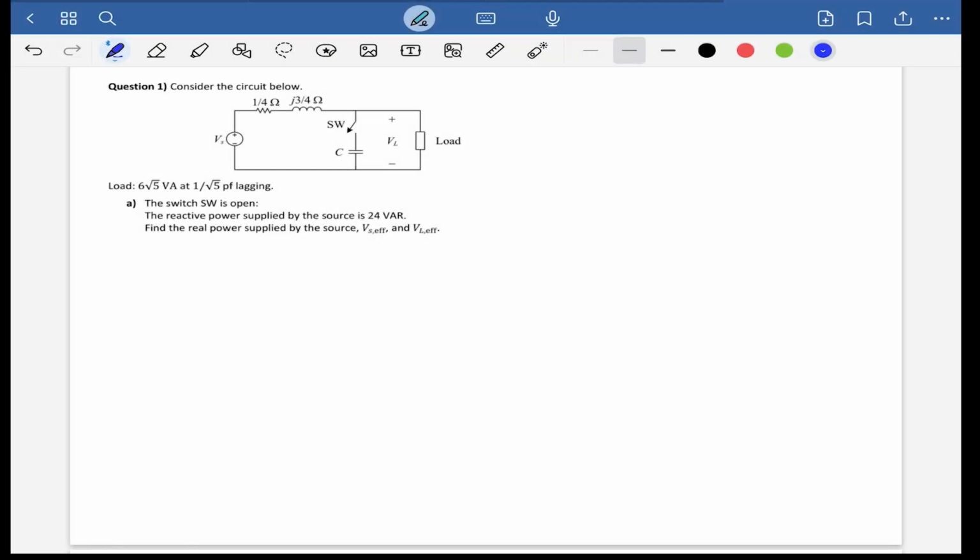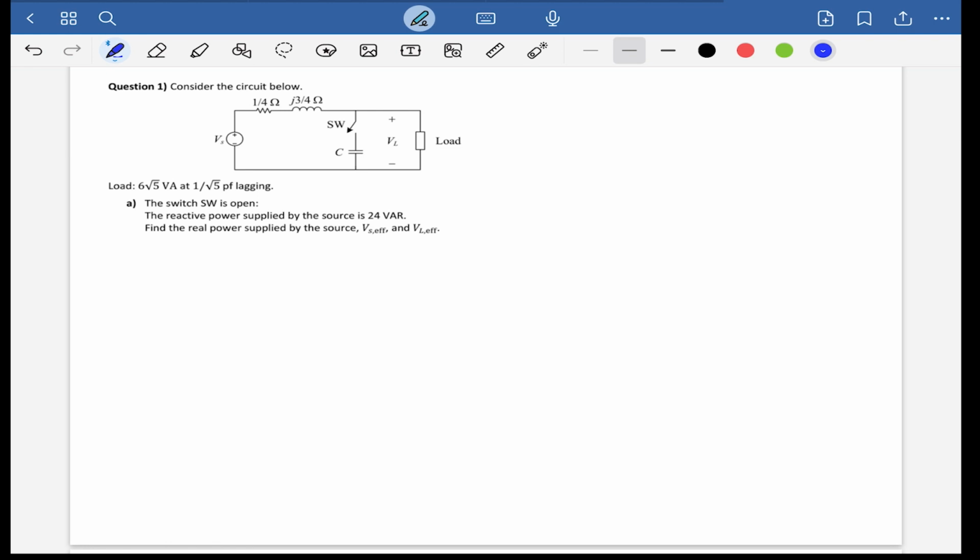Hello everyone. In this video, we are going to solve some examples, especially this example about the complex power. Let's take a look at it and let's see what it asks.